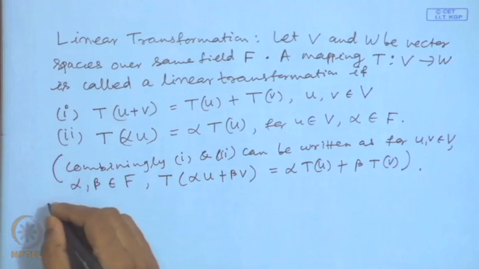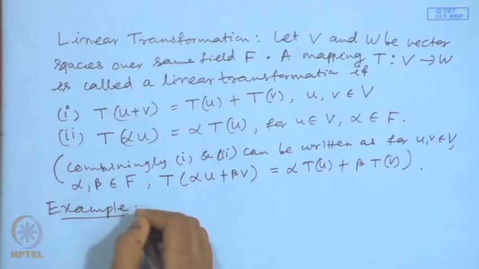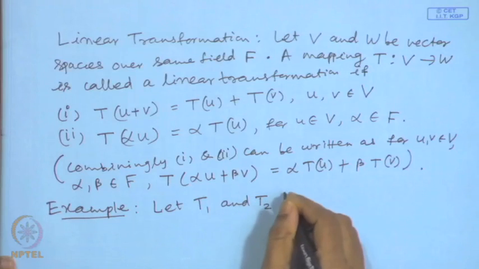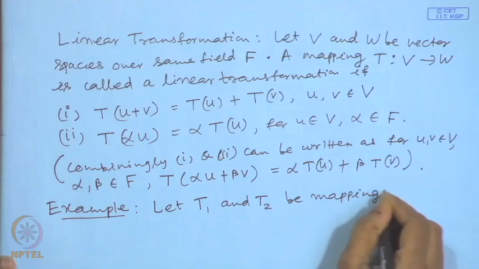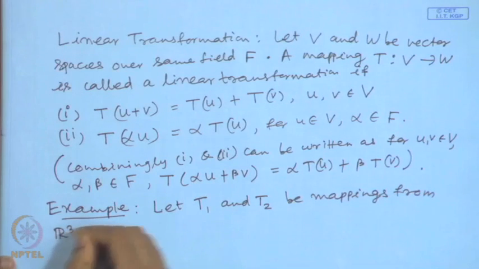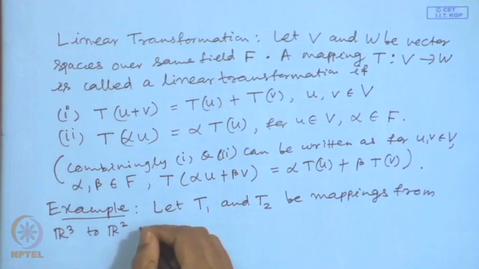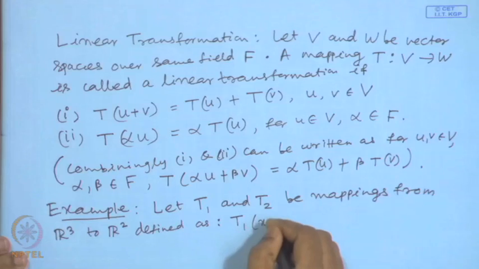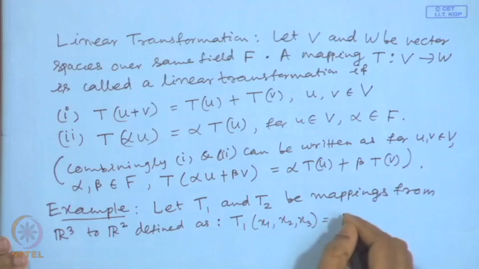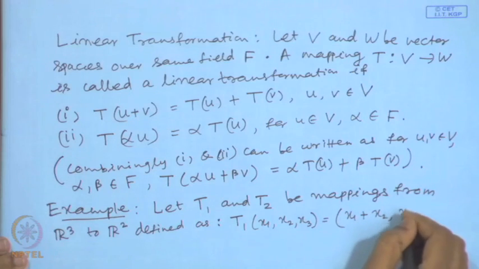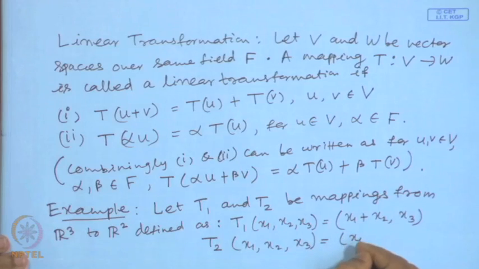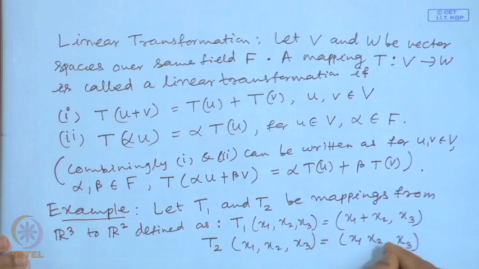So, let us see one example. Let T1 and T2 be mappings from R3 to R2 defined as T1 of x1, x2, x3 is equal to x1 plus x2, x3, and T2 of x1, x2, x3 is equal to x1 x2, x3. We shall check whether T1 and T2 are linear transformations or not.